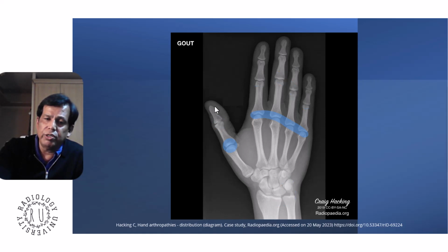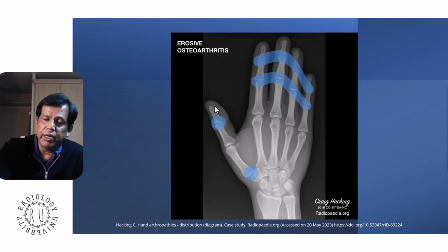Gout, as you have seen, could be mono and poly. Remember in gout, normal joint space with punched out erosion. Whether it is one joint or multiple joints. The additional finding of soft tissue swelling, tophi and calcification gives you an added finding to it.